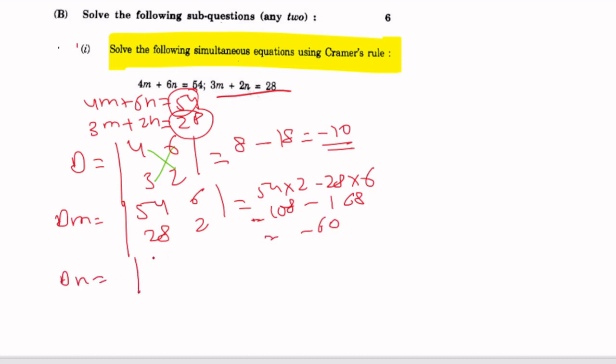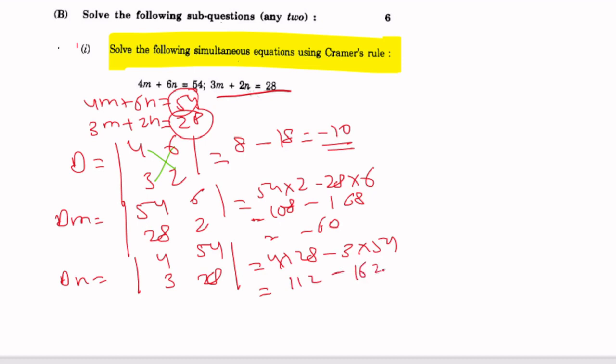Now you have to replace the n variable with the constants. In place of 6 and 2, now you have to replace with 54 and 28. Solve it now. Cross multiply 4 into 28 and 3 into 54. So 4 into 28 is how much? 112, and 54 into 3 is nothing but 162. After subtracting, you'll get minus 50.